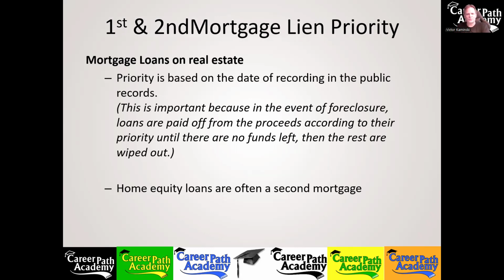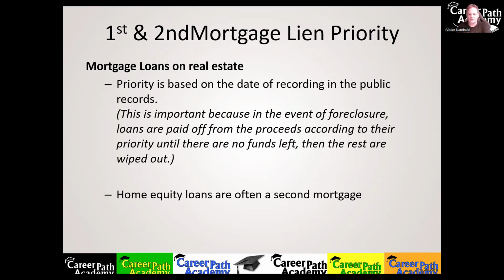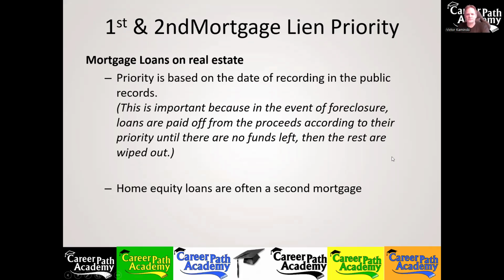So what determines the priority of a lien? The date of recording in the public records. And that priority will determine who gets paid back first in the event of foreclosure. Home equity loans are often a second mortgage. They are rarely a first.